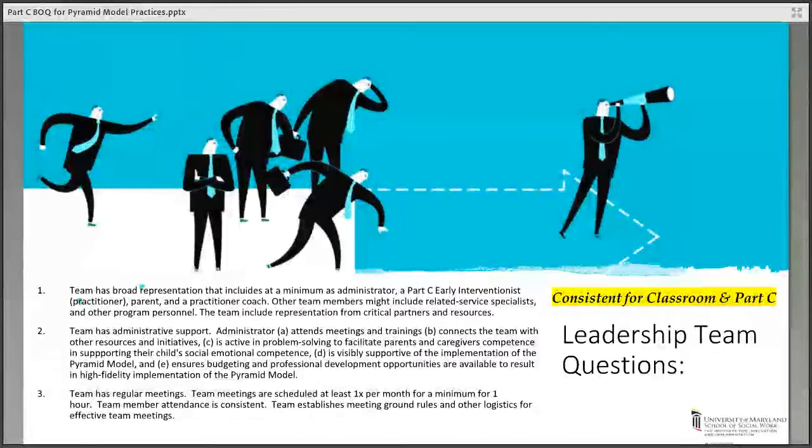The first section is the leadership section, and you'll see that these first 3 questions are identical for both the classroom and the Part C forms. So it's really thinking about, does your team have broad representation of administrators, interventionists, parents, and teachers? The language is slightly different on the classroom form, but it still gets at wide representation of specialists and personnel across levels. And then, do you have administrative support? I think all of the national experts would say it's very difficult to effectively implement the Pyramid Model without strong administrative support.